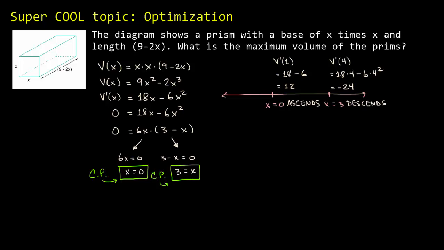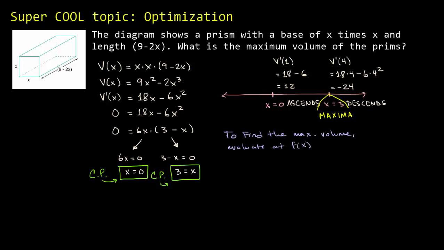So for x equal to 3, we have a function that is ascending and then descending. So this is clearly going to be a maximum. Now, if we want to find the maximum volume for this prism, we have to evaluate at this point.